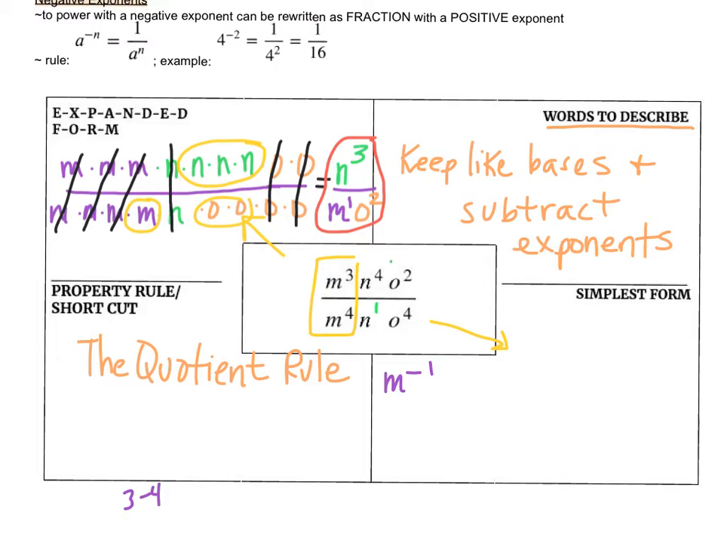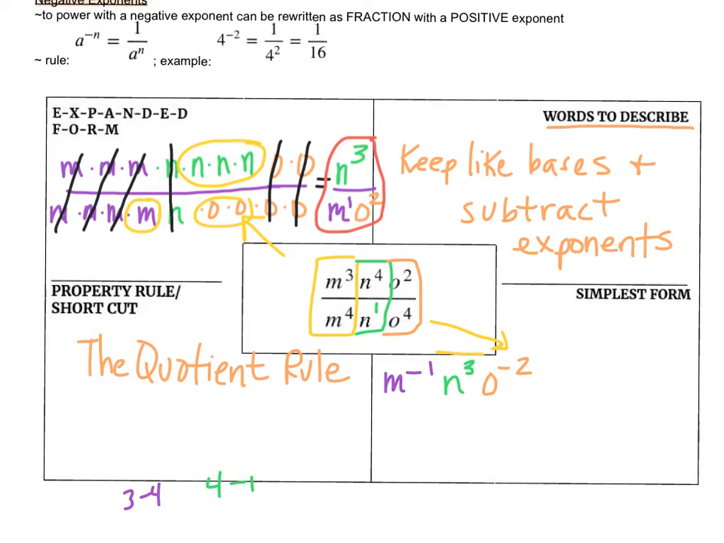Let's do our n's next. So we keep the base and subtract the exponents. So we're going to do 4 minus 1, which is 3 for the n's. And then we're going to do the o's. So we keep the base and subtract the exponents. 2 minus 4, which is negative 2.